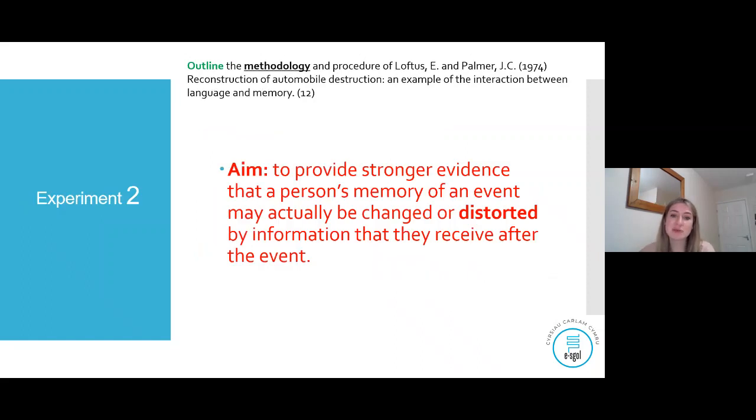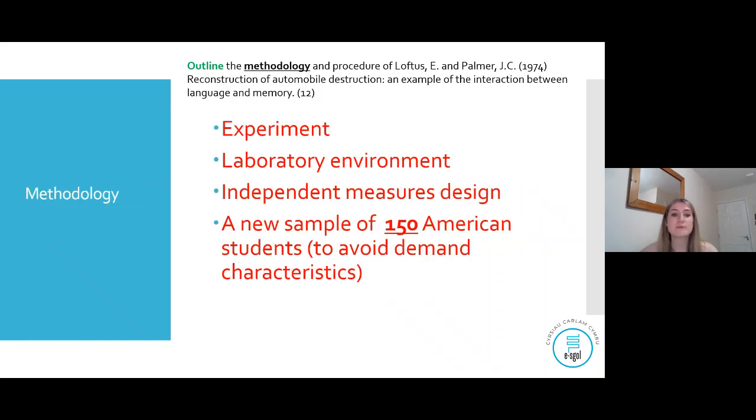Okay, so looking at experiment 2 that Loftus did, they wanted to see if there was any stronger evidence that a person's memory of an event can actually be changed or distorted. But they wanted to do that by looking at information that they received after the event. The methodology of this one was quite similar to the first one, but they used a different sample, obviously, because it was an independent measures design.